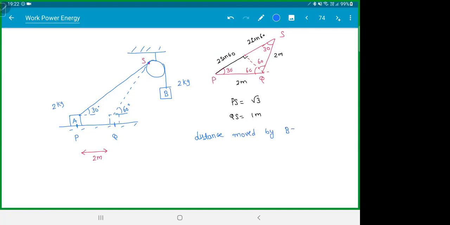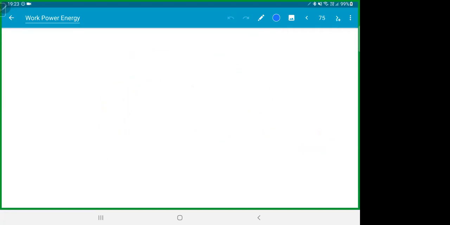Distance moved by B will be PS minus QS, which is 2 times root 3 minus 1. That's the distance moved by the block. This is the first part in the problem. All clear with this? This is simply the length of the string is constant. Then the second part of the question.